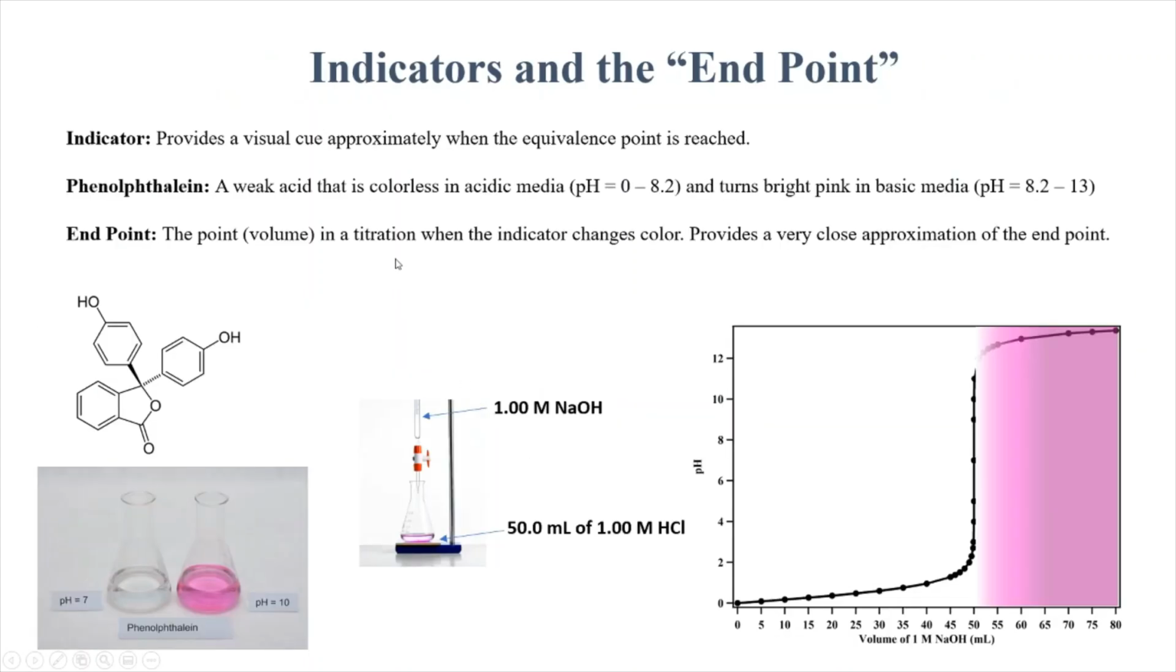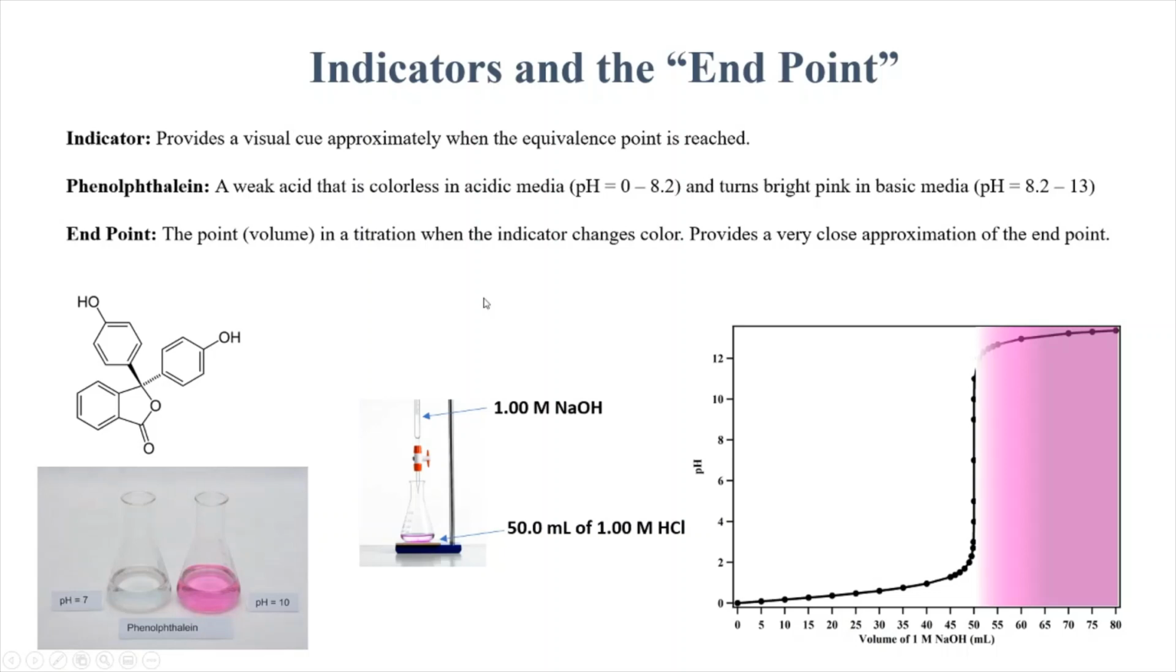Now let's look at indicators and compare the equivalence point to what we call the endpoint. An indicator provides a visual cue for approximately when the equivalence point is reached. If we don't have a pH meter, we need something else to tell us when we reach the equivalence point. In the next lab, we're going to learn how to interpret this shape and determine the equivalence point by knowing that this rapid rise happens through the equivalence point. However, in this experiment, we're not going to use a pH meter.